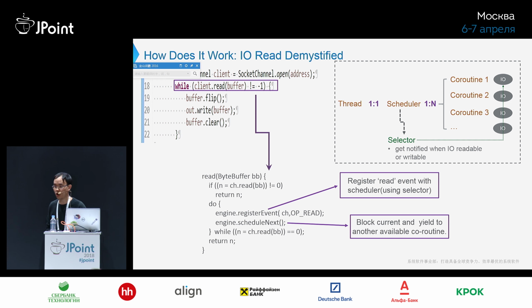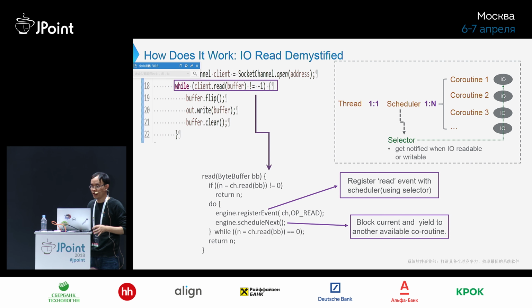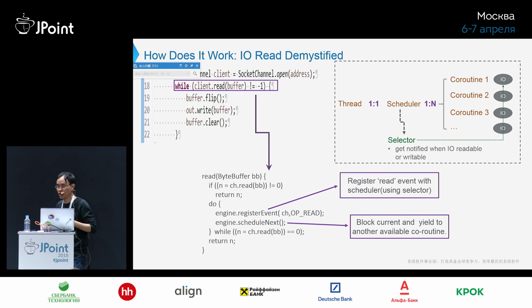So how do we handle the blocked I/O case? The scheduler fully relies on the selector to handle that, because the scheduler will get notified when some I/O events happen. When these I/O events happen, the scheduler gets a chance to schedule the next available coroutine. This is the key idea.